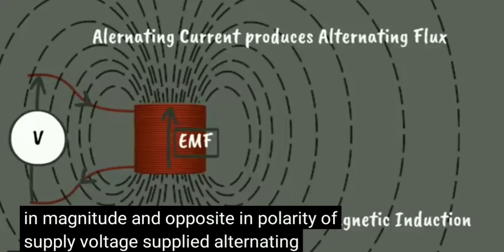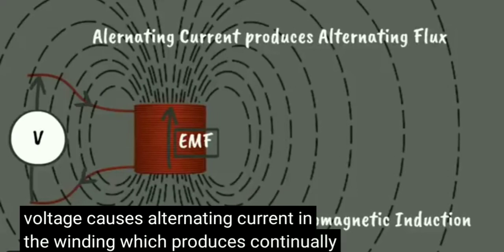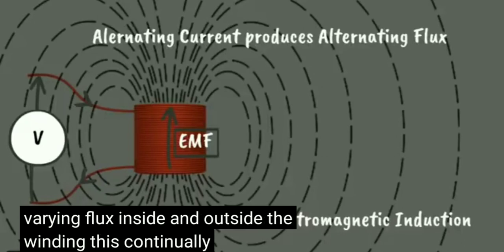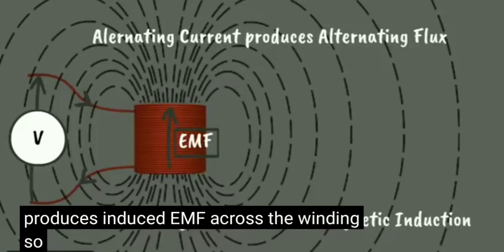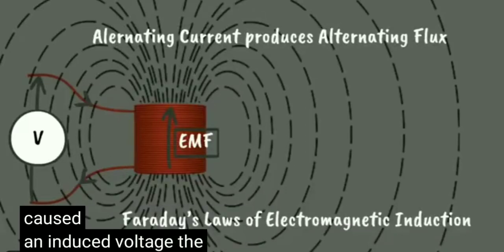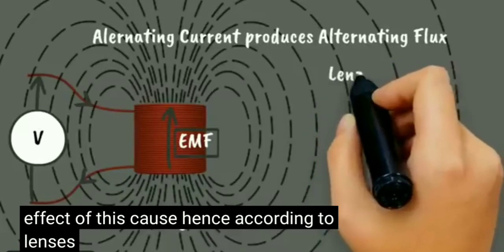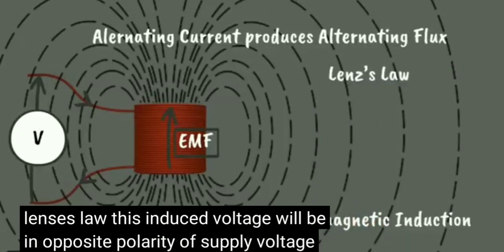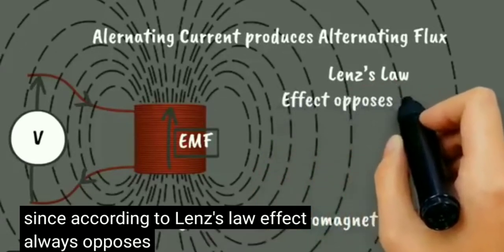Supplied alternating voltage causes alternating current in the winding, which produces continually varying flux inside and outside the winding. This continually varying flux produces induced EMF across the winding. So we can say that the supply voltage is the cause, and the induced voltage in the winding is an effect of this cause. Hence, according to Lenz's law, this induced voltage will be in opposite polarity to the supply voltage, since, according to Lenz's law, effect always opposes cause.